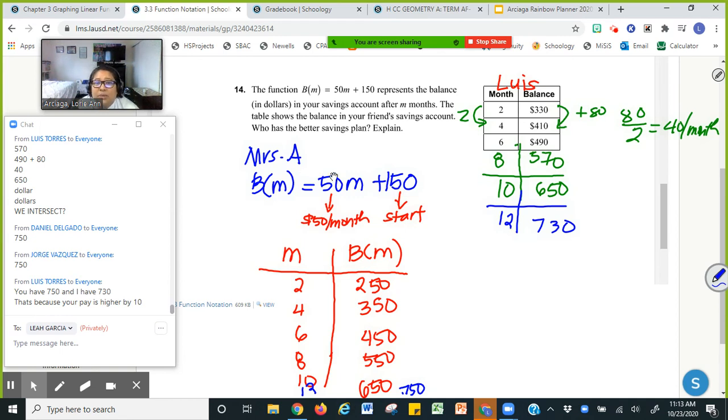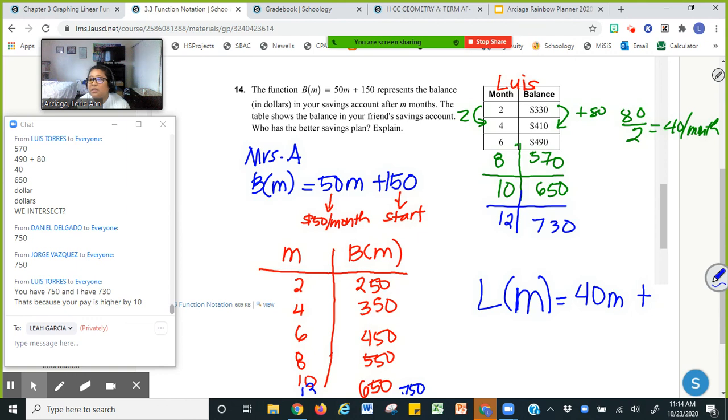Okay, but see, Mrs. Arciaga had the function. Luis didn't have one. Luis had a table. I copied his table. So now, Luis, I want you to copy my function. Can you give me a function for Luis based on the table of values? We figured out how much he was saving per month, right? So he's saving $40 per month. But I want to know how much he had at the beginning. How can I find that? Excuse me. I want to know how much Luis had at the beginning. How can I do that? The table doesn't show. But what can I do to figure it out?